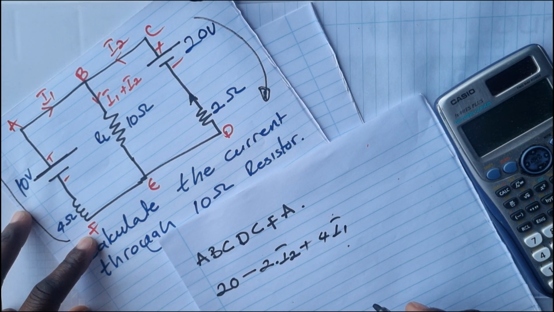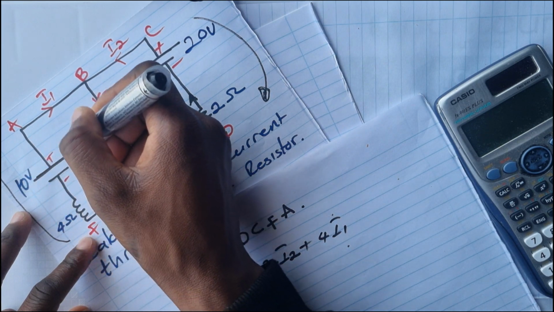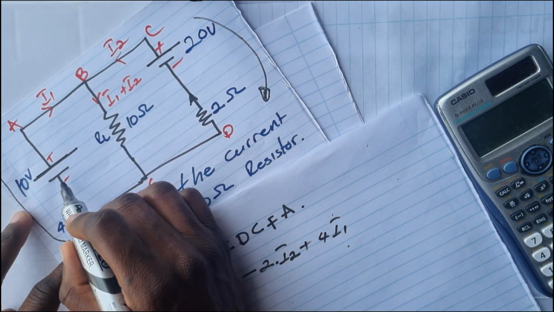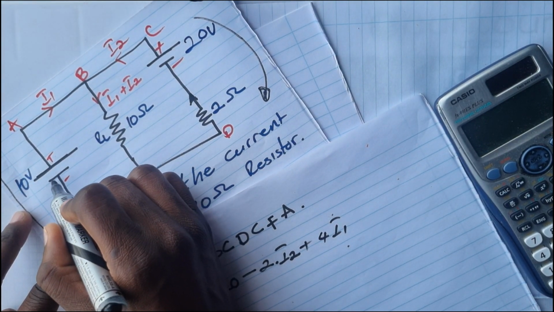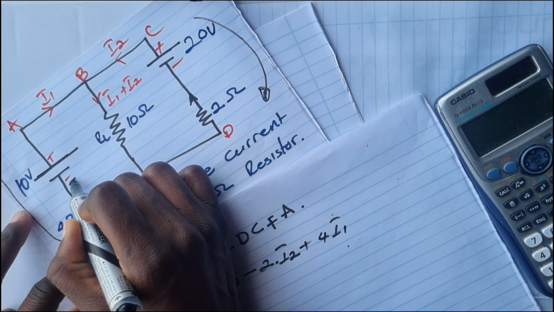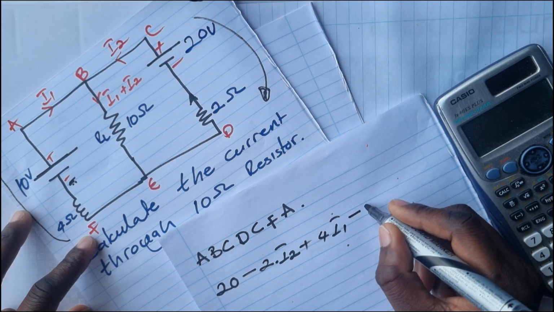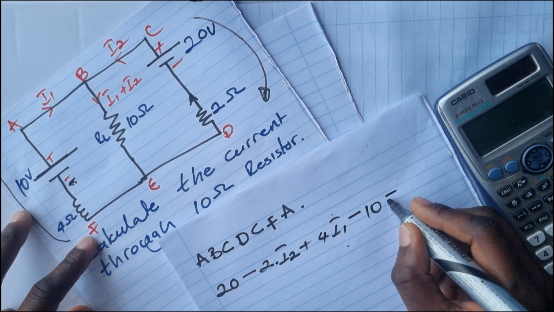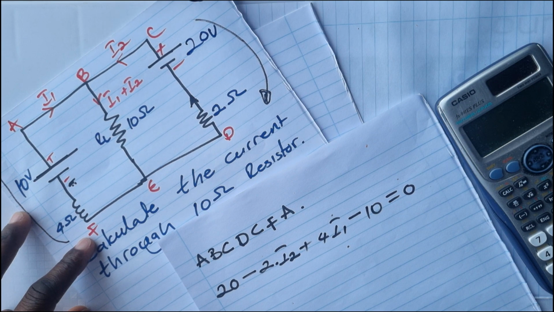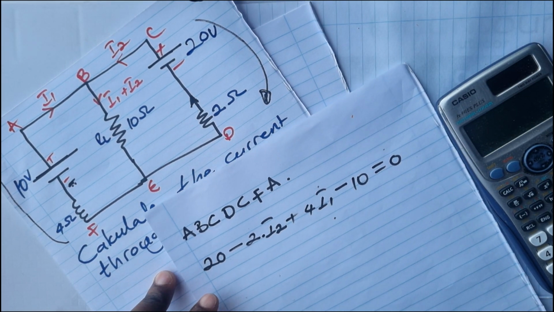It's going to be plus 4I1. And then if we continue, we're also going to get a voltage here. The sign that we are going to take is going to be the sign that we come across first, which is this one. Therefore, it's going to be minus 10. It's equal to 0. So now we are just going to simplify.